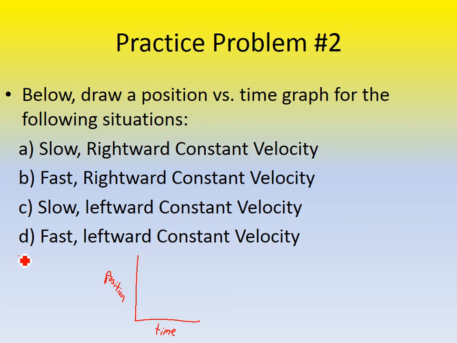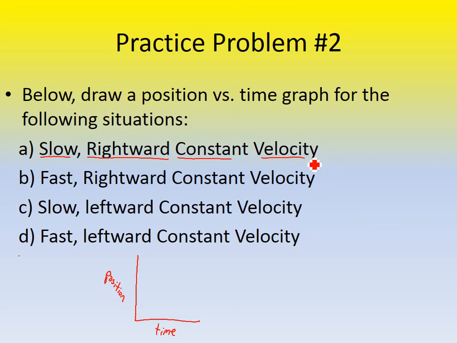For the sake of space, I'm just going to draw one. But we'll see if you guys match up with mine. So part A, it says slow. So we're going slow, rightward, constant velocity. So a lot going on there.